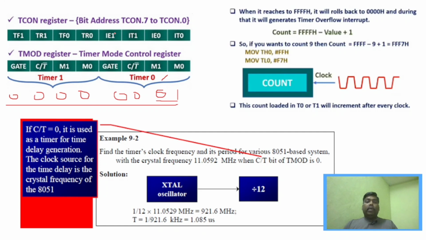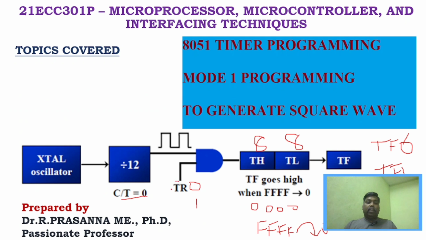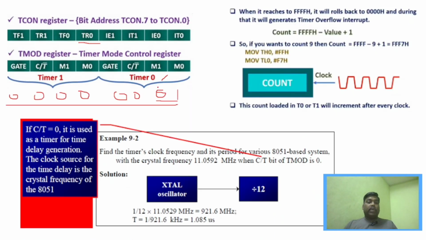And also, if you're using timer 0, then the TR bit. Remember, I have said this is the TR bit. Now we have to make this TR0, we have to enable TR0 because we are selecting timer 0. So this bit will be 1 and all the others will be 0. Now we have configured the TCON register as well as the TMOD register.